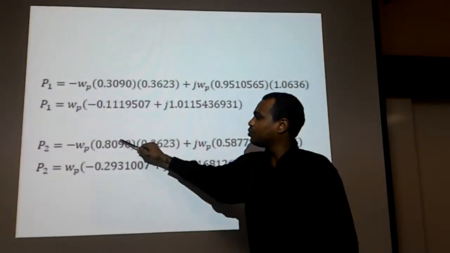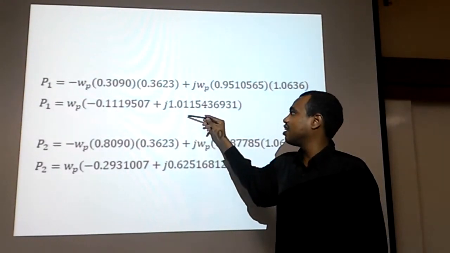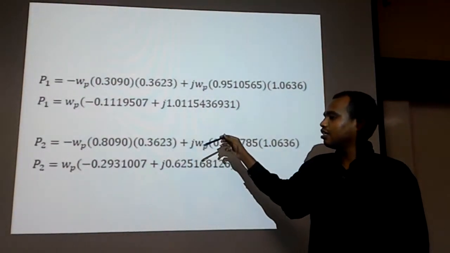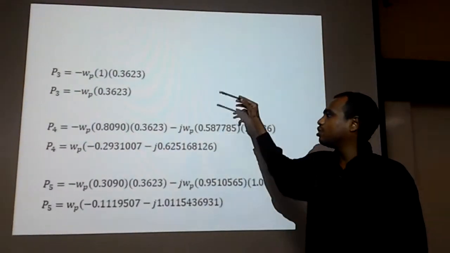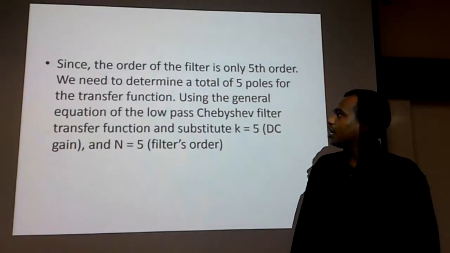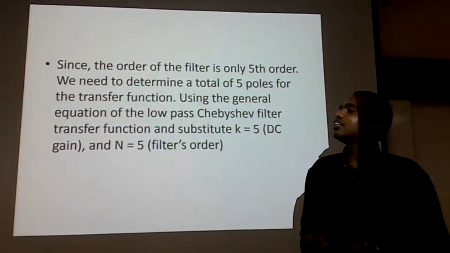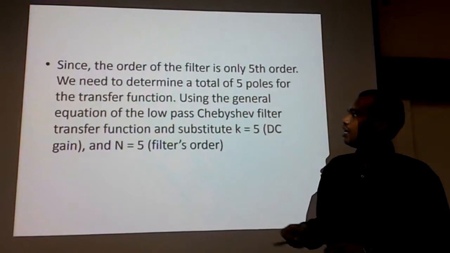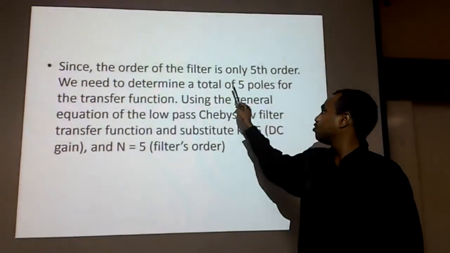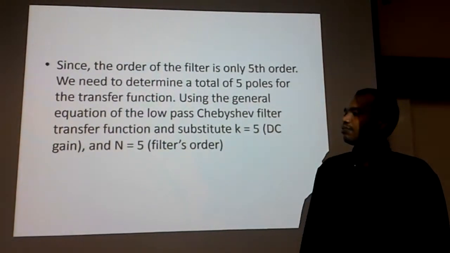For B1 and B2, we use this equation. We simply plug in some values. And also for BC next, we will do the same for BC, B4, and B5. After we find all the values for the poles, we have to substitute them in the transfer function formula. Since the order of the filter is fixed, we need to determine a total of 5 poles for the transfer function.